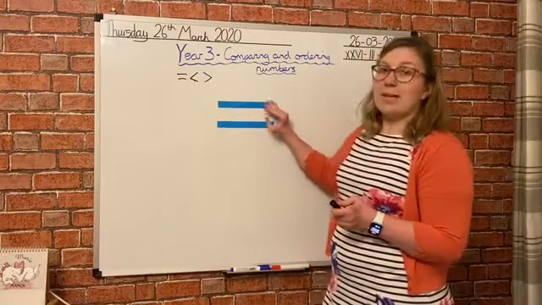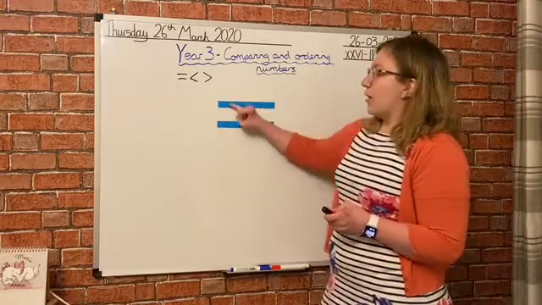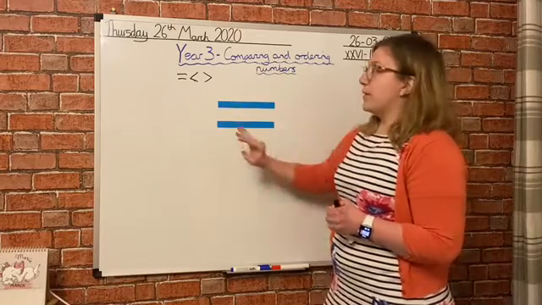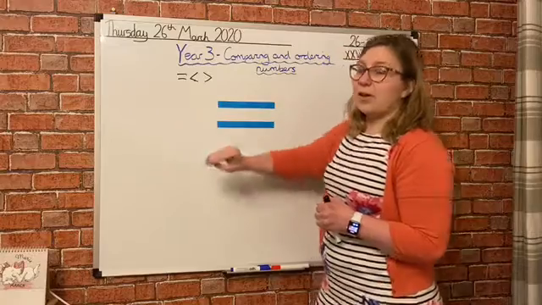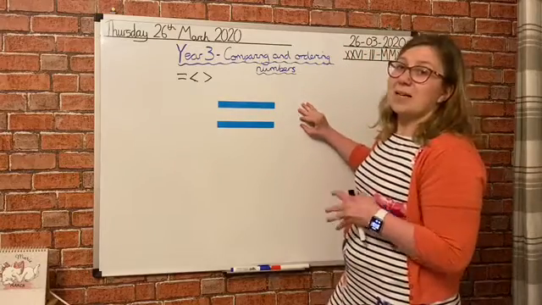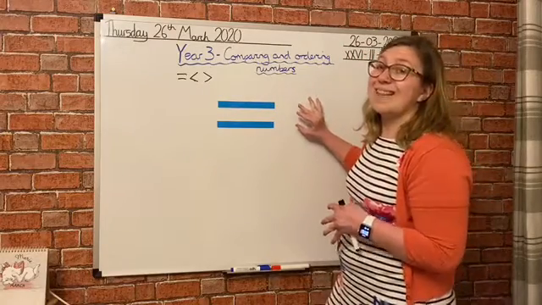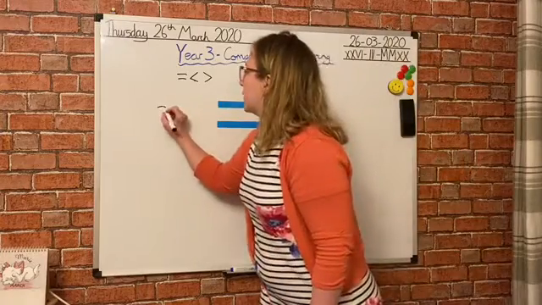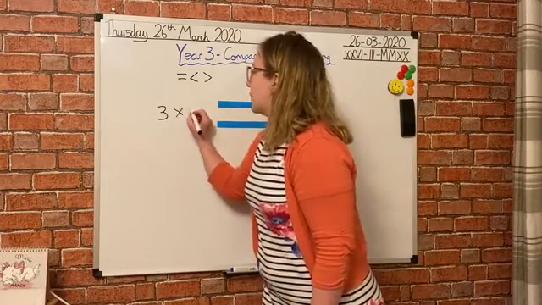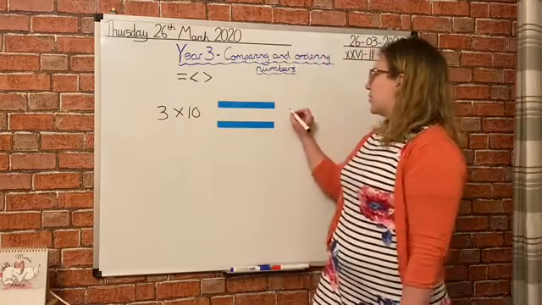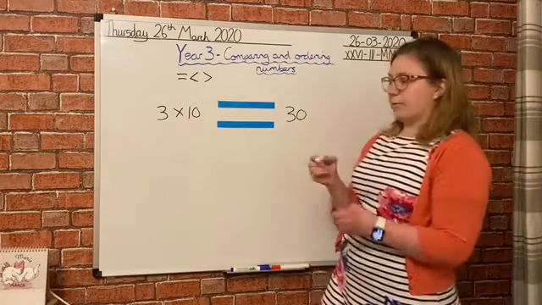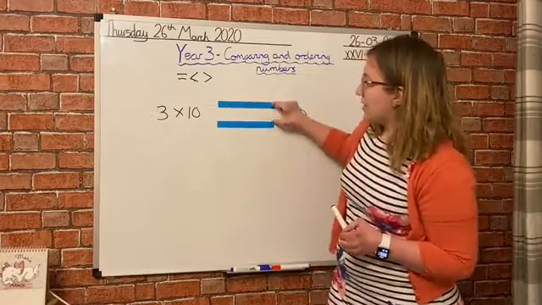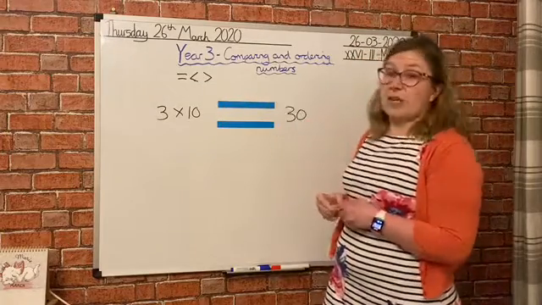So here is my equal sign. The lines are the same distance apart this side as they are this side. So whatever I write this side of the equal sign is worth exactly the same, has the same value as whatever is written this side of the equal sign. For example, 3 times 10 equals 30. Both sides have the same value and the lines are the same distance apart, so that's where our equal sign comes from.